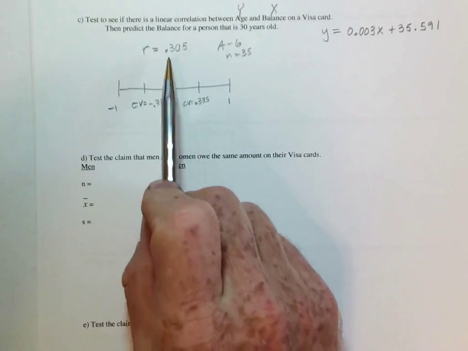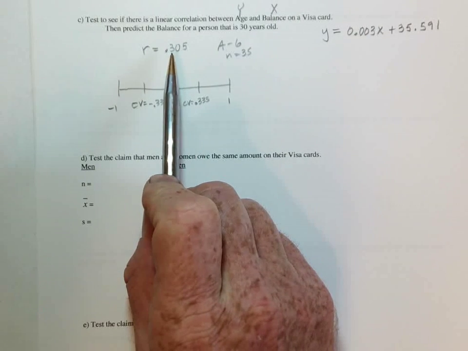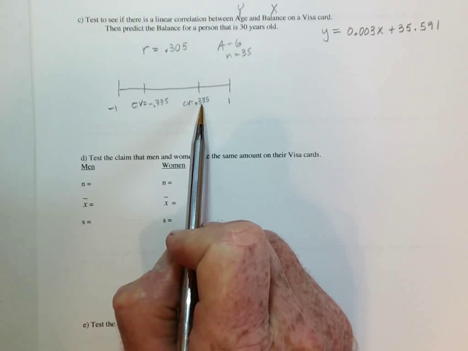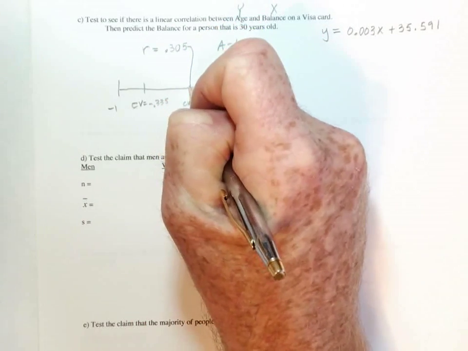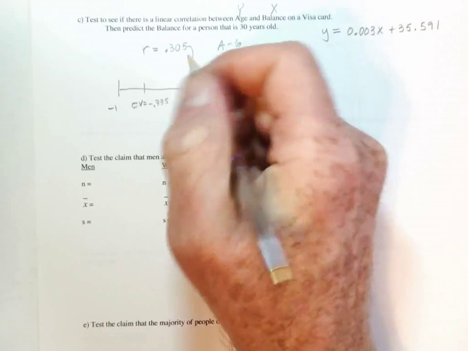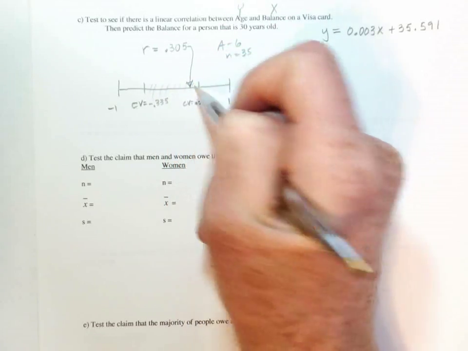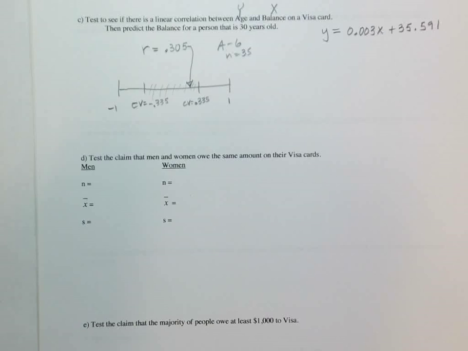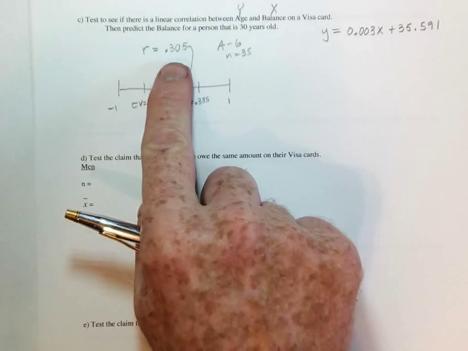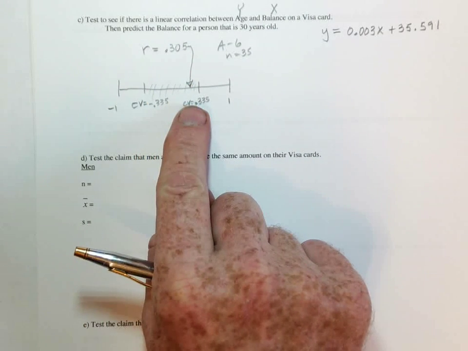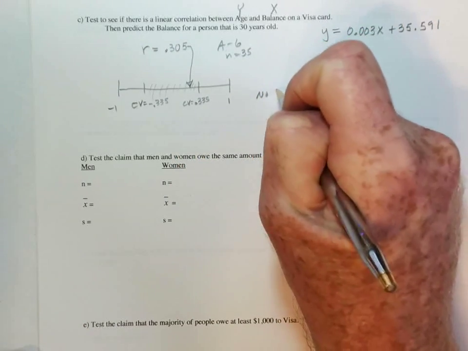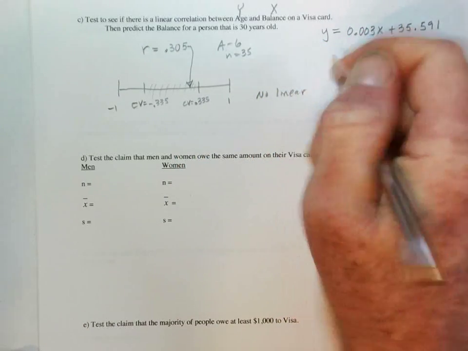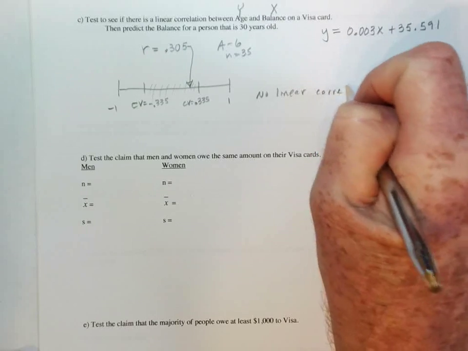Then you compare, where does this 0.305 land compared to this 0.335? So it would be a little bit smaller than it. It would land right about here. And when it lands in the middle, that means that we did not prove anything. It was close, much like the last one, but it didn't prove it. So this one is that there's no linear correlation.